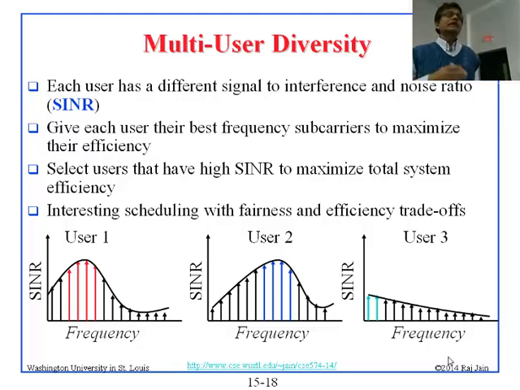Okay, everybody gets the best that they can get. Also, we have to weigh against this how much data they have to send. If somebody has more data to send, we can give them more carriers. If somebody has less data to send, we send them less carriers. So there are lots of complications in doing this, and so there are interesting scheduling and fairness issues.